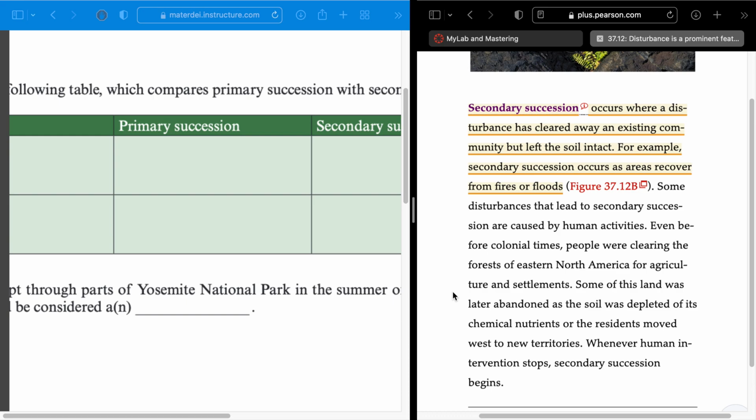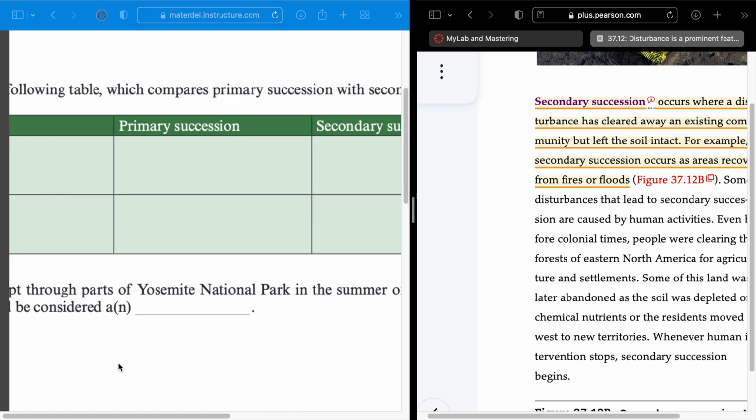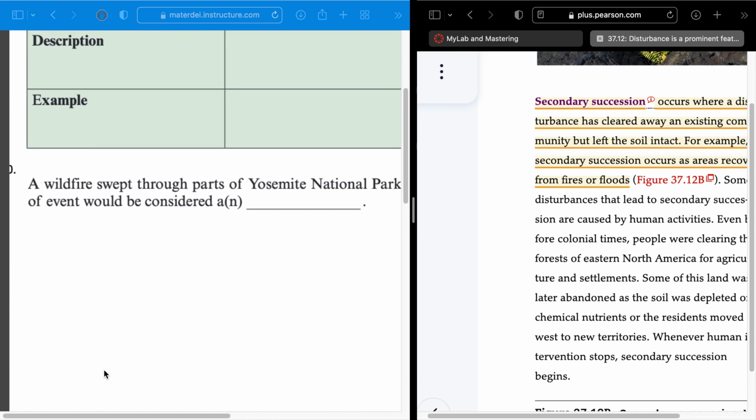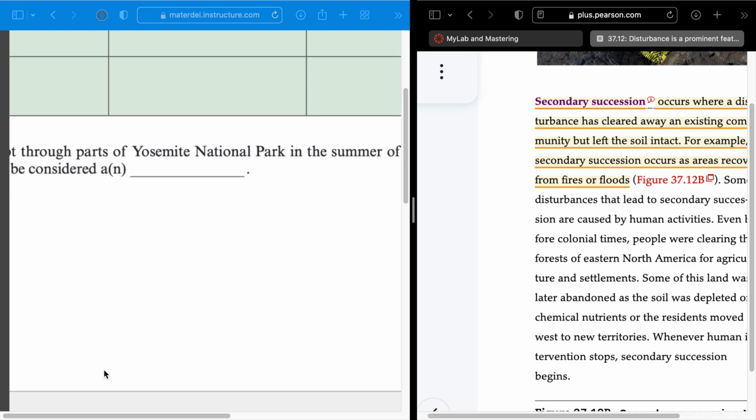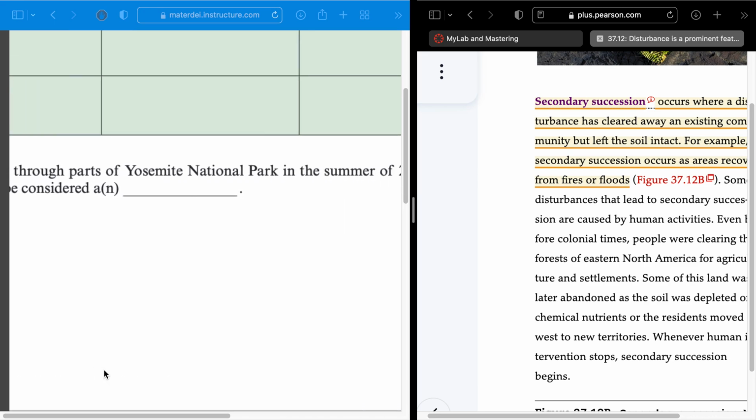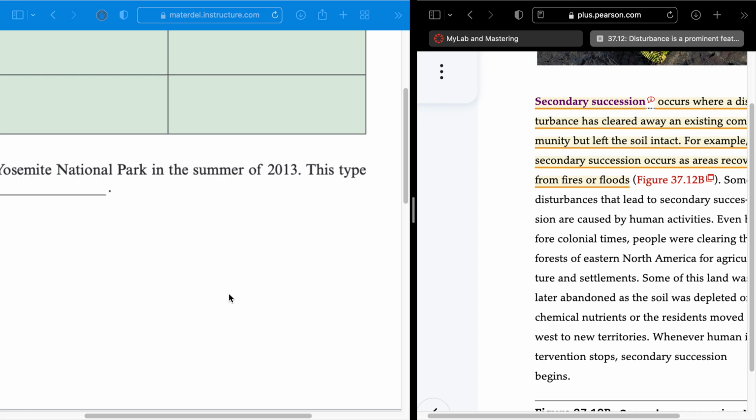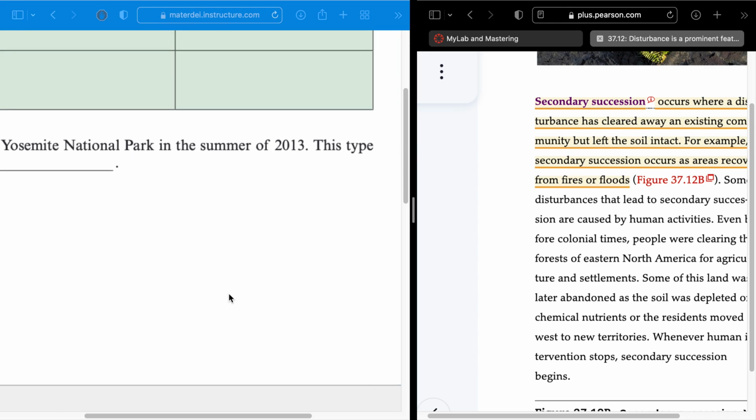Secondary succession is going to disturb it. It could be a flood, a tornado, a fire. It clears everything away except it leaves the soil intact, so things come back quickly. A wildfire swept through parts of Yosemite National Park in the summer of 2013. I remember that.